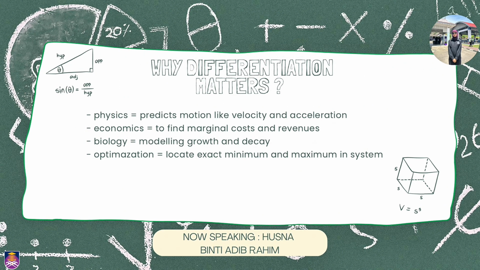And so, why does differentiation matter? In physics, it predicts motion like velocity and acceleration. In economics, it is used to find marginal cost and revenues. In biology, it is used for modeling growth and decay. While in optimization, it is used to locate exact minimum and maximum in a system.